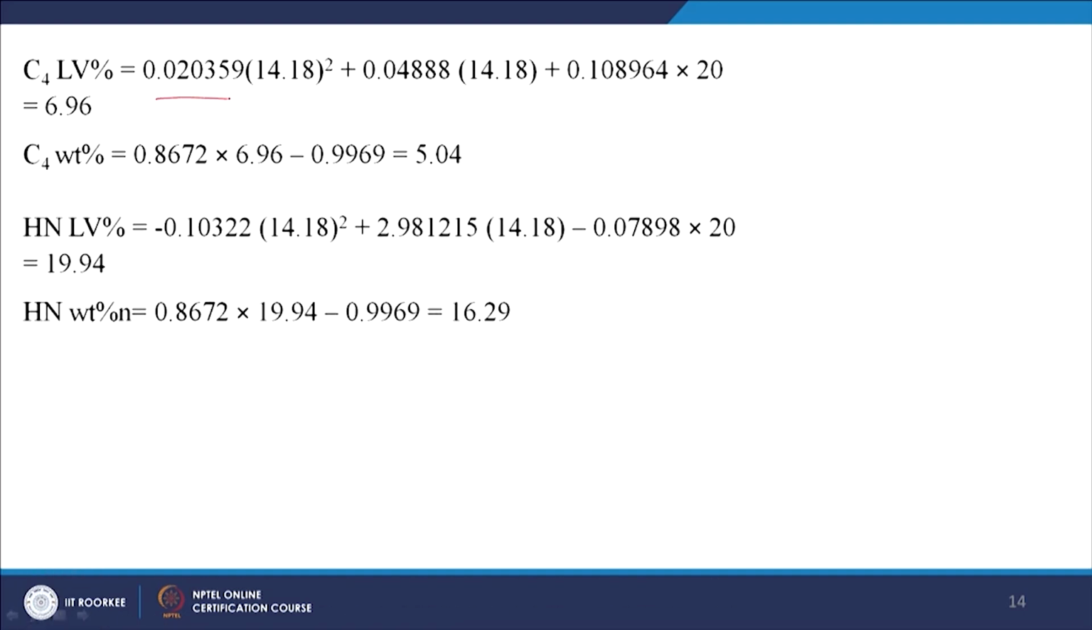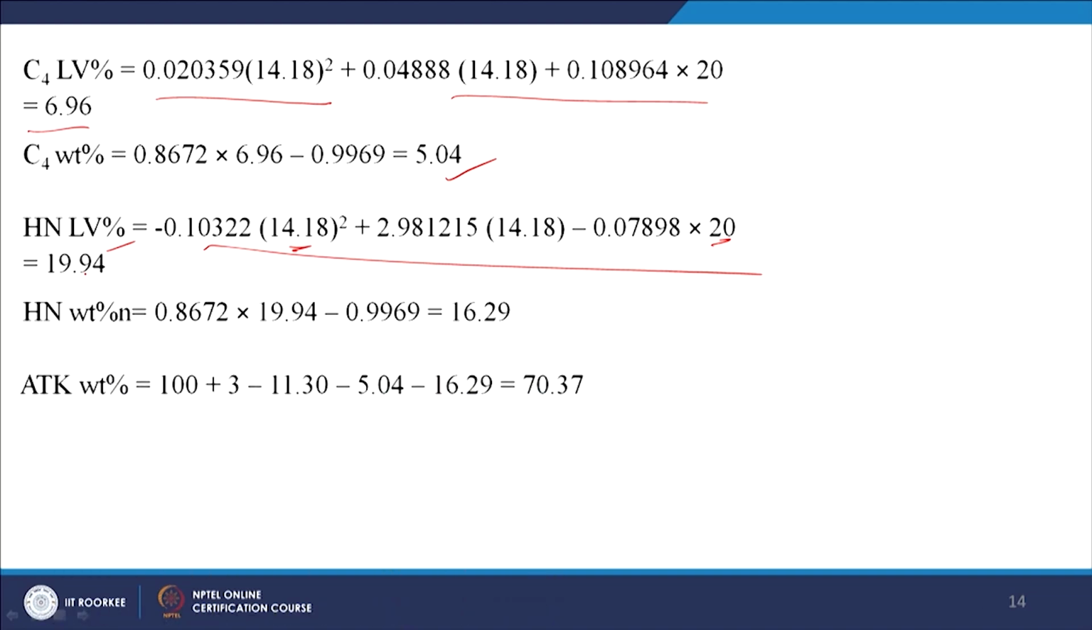Similarly, for gas, what will be the liquid volume percent? We put in the same expressions as provided, and we get the value of 5.04%. For heavy naphtha, LV percent is equal to the expression we had, based on the gasoline production and the feed API. Then we get 19.94%, and to convert to weight percent we use this volume percent into this minus this, as the expression is already given. So, I am getting 16.29% for heavy naphtha.